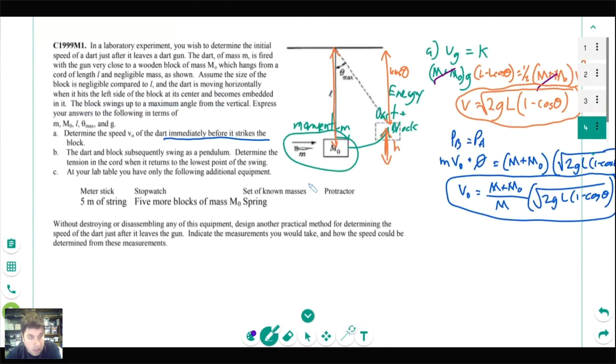All right, part B. The dart and block swing as a pendulum. Determine the tension in the cord when it reaches the lowest point in the swing.